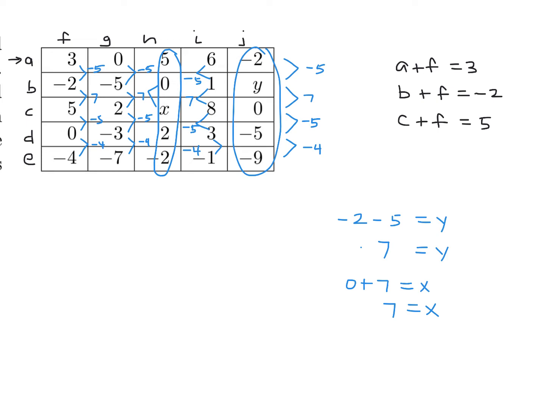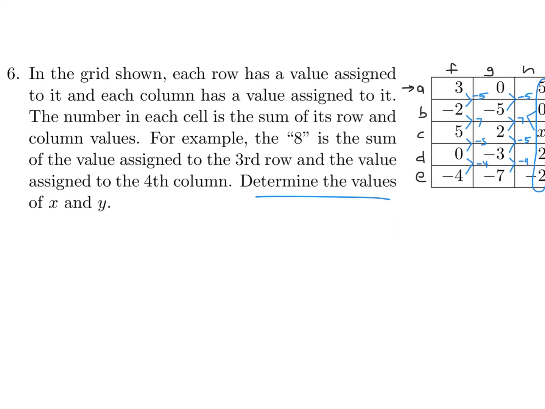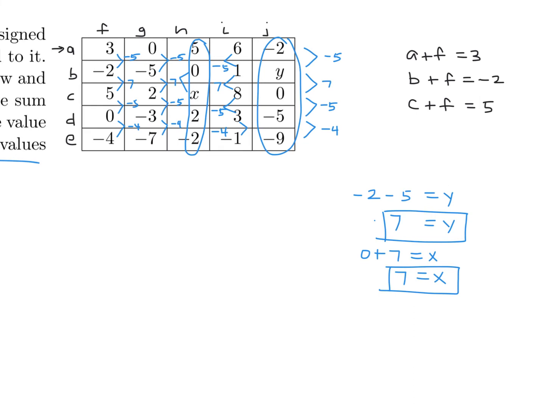And I believe that is all they wanted. They wanted the values of x and y. So I got y to be negative 7 and x is positive 7. So that is it.